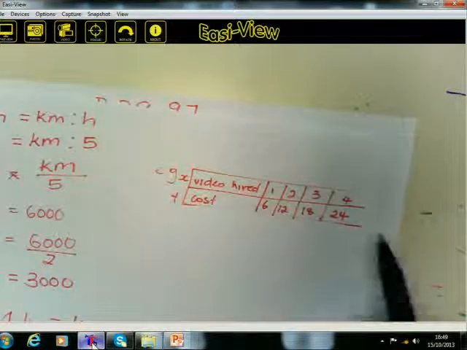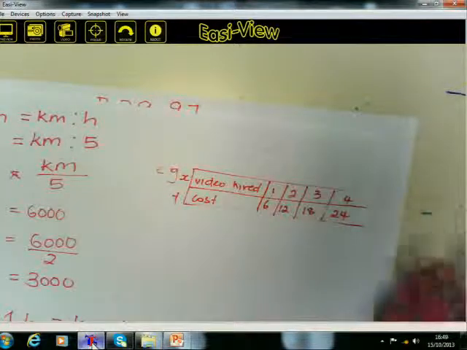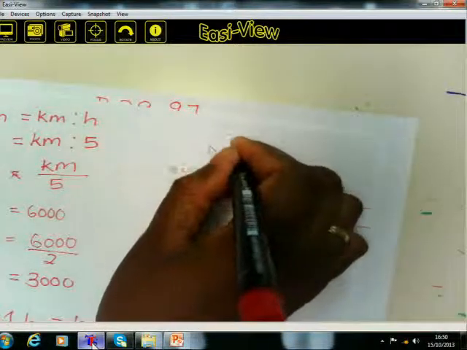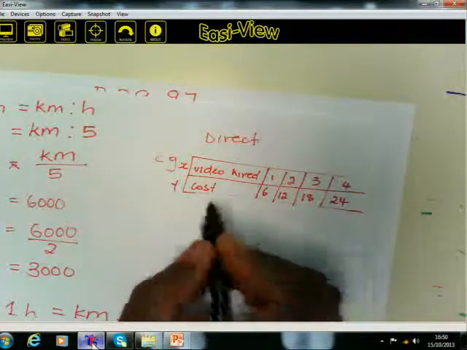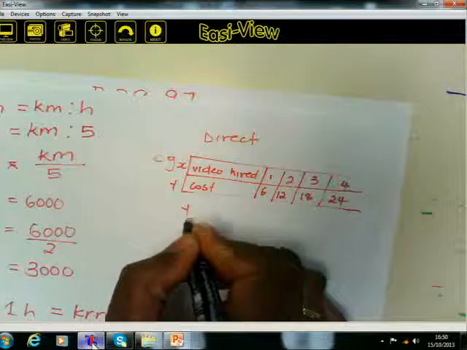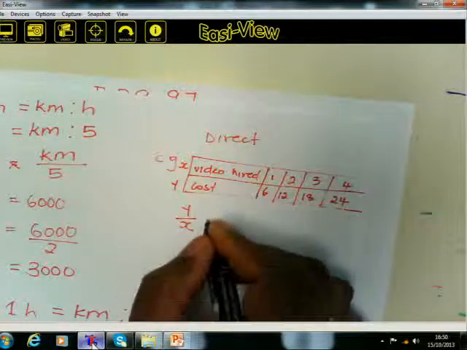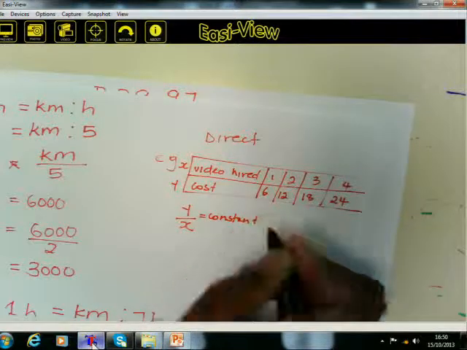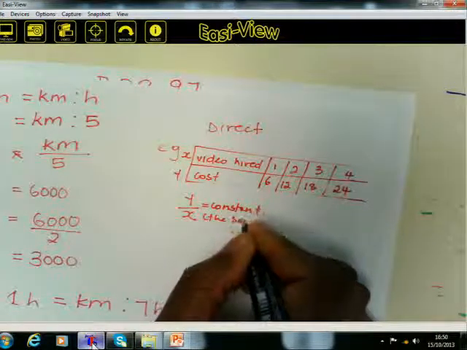So now sometimes you'll be given a table that's full already, and then you don't know how to see whether it's direct or indirect proportion. So this one, it's direct. So now how are we going to see that? You take your y, you divide it by your x, and then the answer that you get must be constant. The answer must be constant. When we say constant, that means the answer must be the same for all of them.